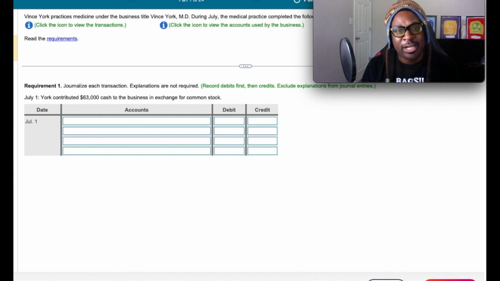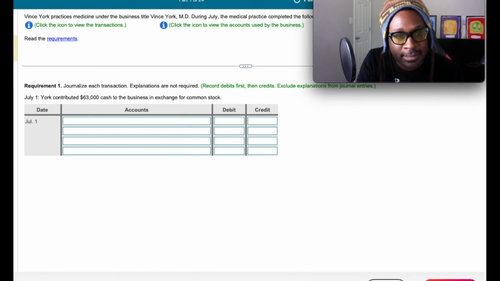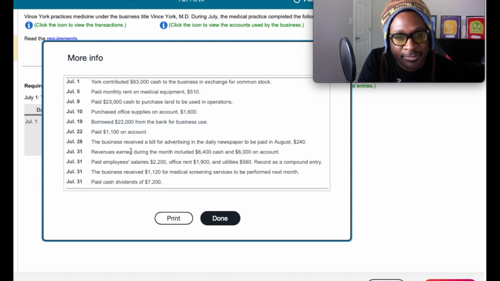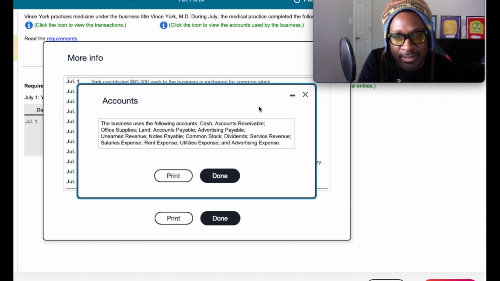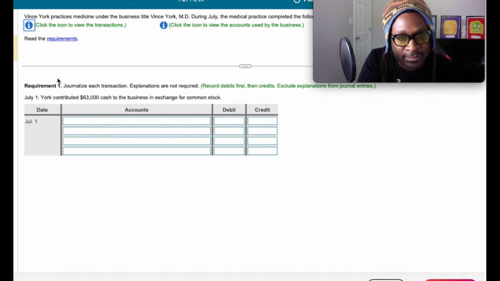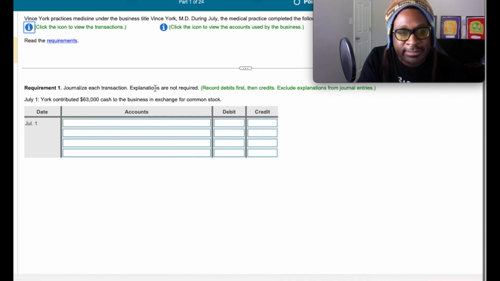Today we're going to take a look at a great illustration of how to properly journalize, post, and create a trial balance. So without any further ado, let's get it. It tells us that Vince York practices medicine under some type of business, and we have a list of some transactions for the month of July. We also have a list of accounts. It tells us to journalize each transaction, so let's get to it.